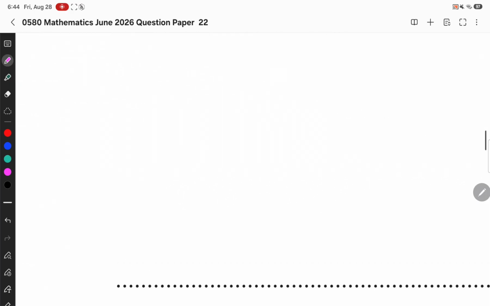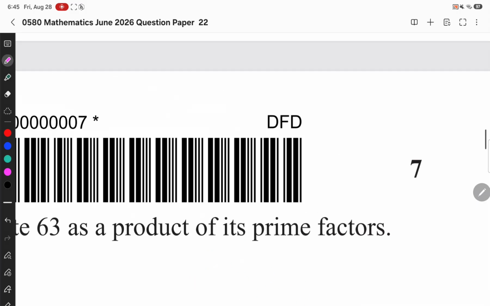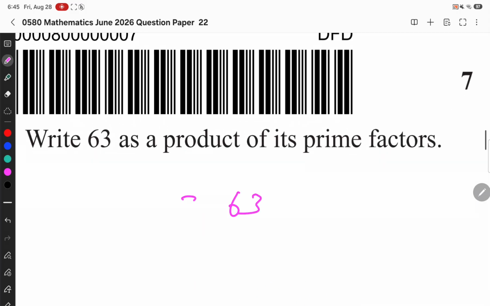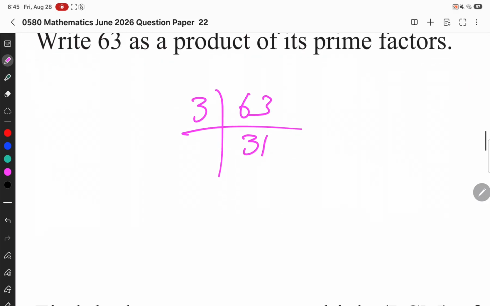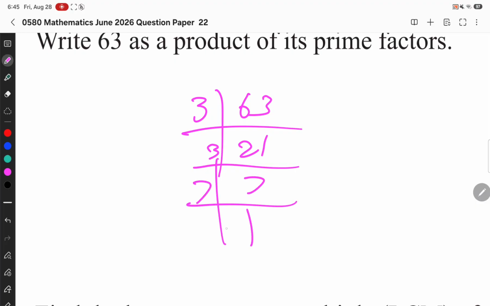63 has a product. It's easy. 63 is 7 times 9, which is equal to 3 squared times 7. Let's prove it. 63, 3, this is 21, 21, 3, 7, 7, 1.